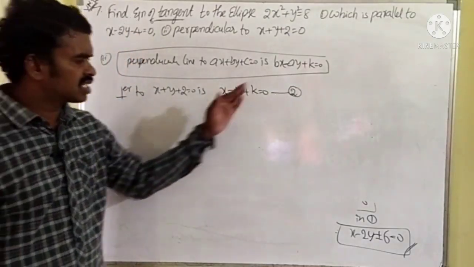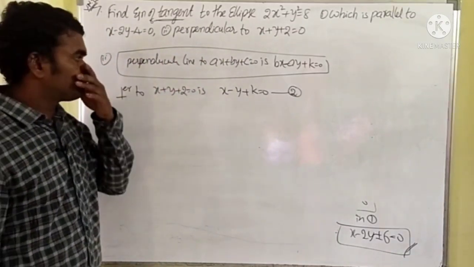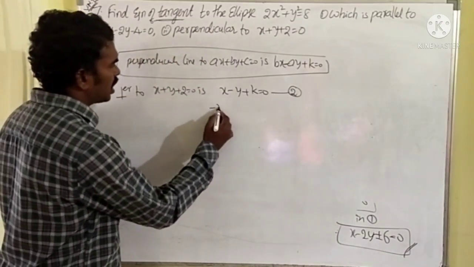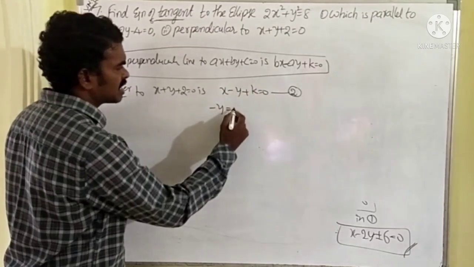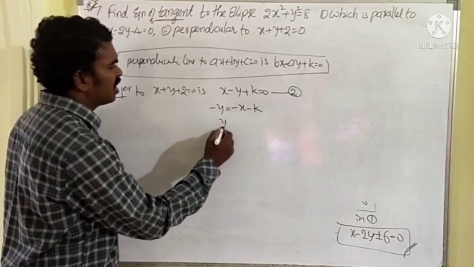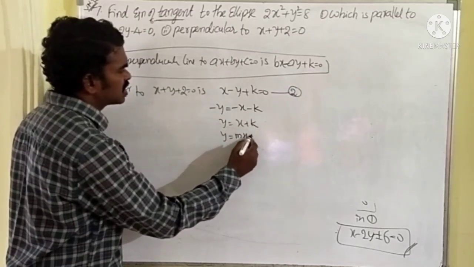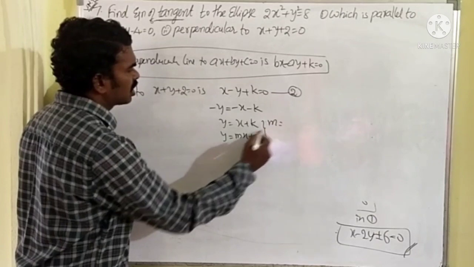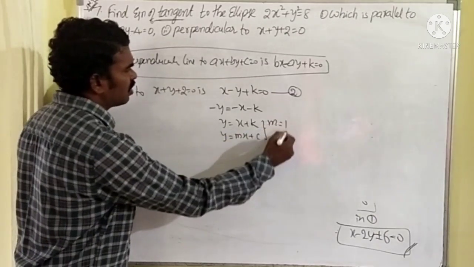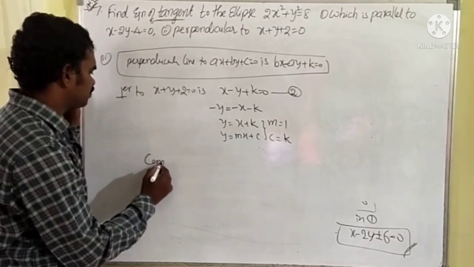Okay, the first one is completed up to here. Now the same thing: minus y equal to minus x minus k; multiplying by minus, y equal to plus x plus k. Comparing with y equal to mx plus c, what is m? The x coefficient is 1, so m is 1. And c is what? k.